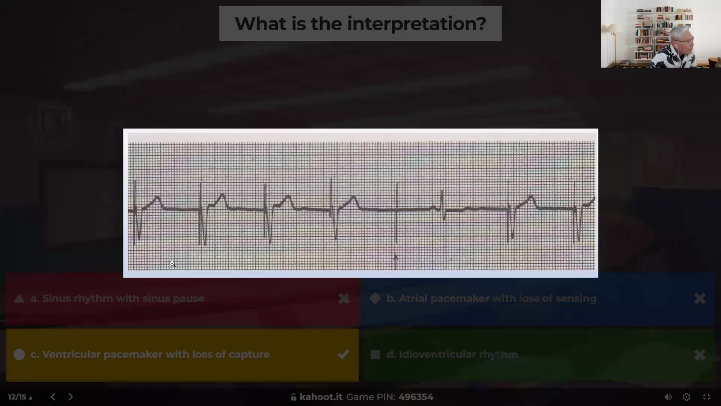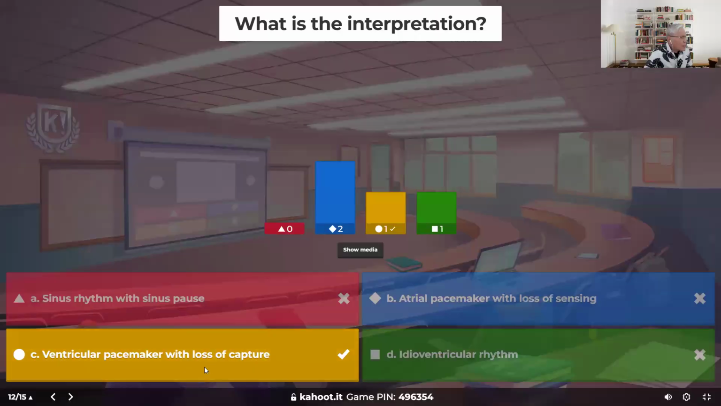Okay, so let's take a look at this. We have a line that is a vertical line, and it follows the QRS complex. So what kind of pacemaker is this? It's a ventricular pacemaker. Now, there are sometimes problems with a pacemaker wherein it does not cause the QRS complex, and therefore this is what is known as loss of capture. But the important thing here is you were able to identify what a ventricular pacemaker looks like.